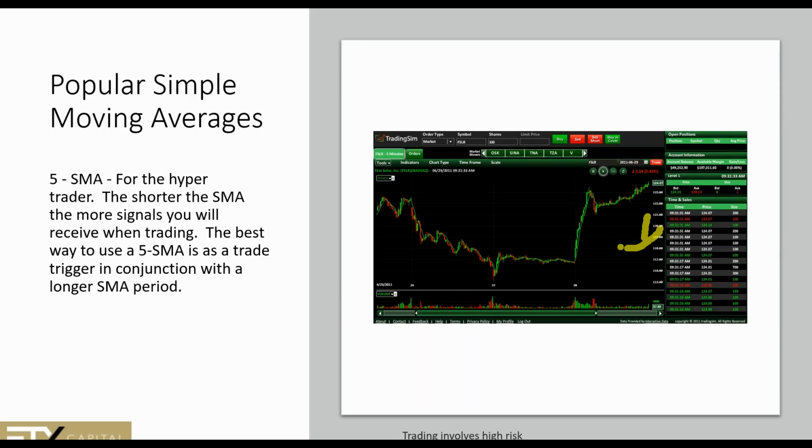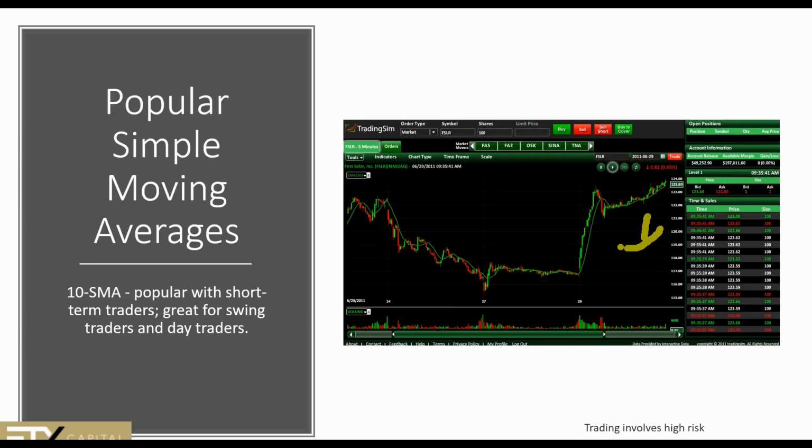The 5-period SMA. This is for the hyper trader. This is for the guy who's looking for fast results, and it works well to help you find an entry point once you've made a trading decision. The shorter the SMA, the more signals you will receive when trading. The best way to use a 5 SMA is as a trade trigger in conjunction with a longer SMA. In other words, using a combination of a 5 and a 20, a 5 and a 50, a 5 and a 10, and when they cross over each other, that's your trigger. That's how MACD, the indicator, works.